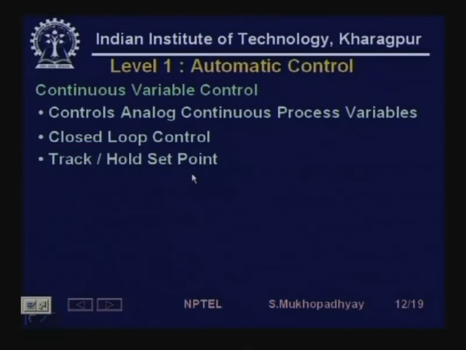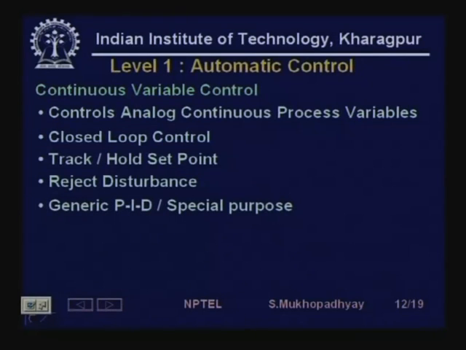So the main objective is to track or hold set points, that is the output should follow the set point. If the set point changes, it should track it. If the set point is constant, it should hold it irrespective of disturbances. So it should reject disturbances both in the sensor as well as load disturbances as well as in the actuator. Now for this purpose, it is said that more than about 80-85% of all industrial controllers are a particular class of controllers called PID controllers. So these control algorithms used are generic, though in some cases you may use some special purpose controllers.